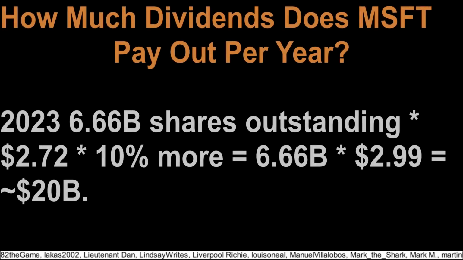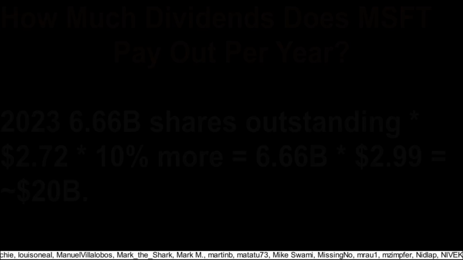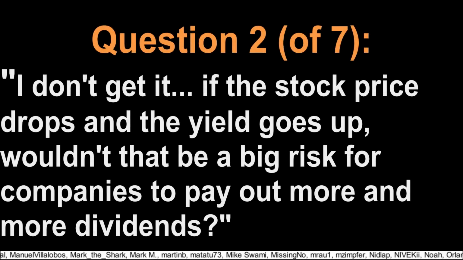Like 6.66 billion shares at 10% more than $2.72 is 6.66 billion times $2.99, which equals about $20 billion, which is where they were before the buybacks and the dividend hike. And that's part of the reason I like buybacks and I like dividends. The buyback makes the dividend more sustainable, and it allows the management team to push for more dividend hikes in the future without impacting them too much, and buybacks help drive the share price up as well.